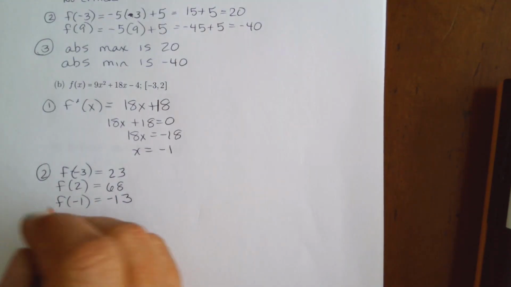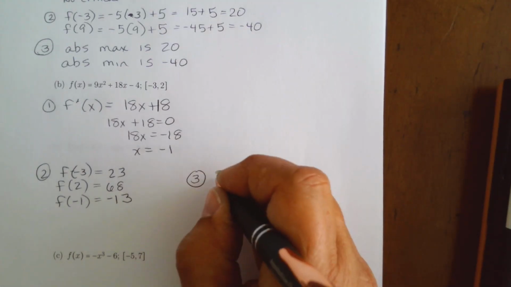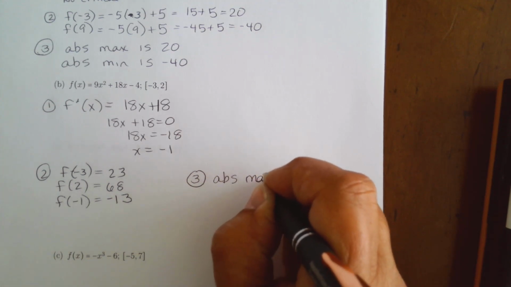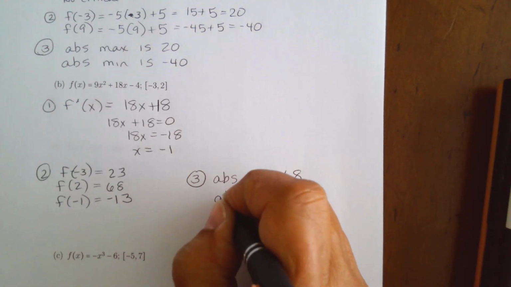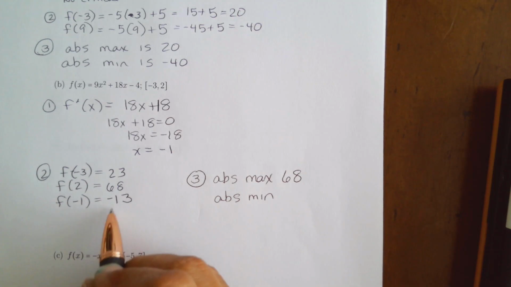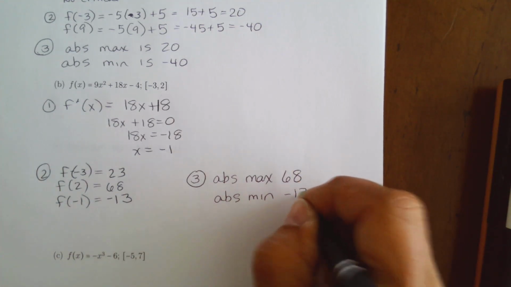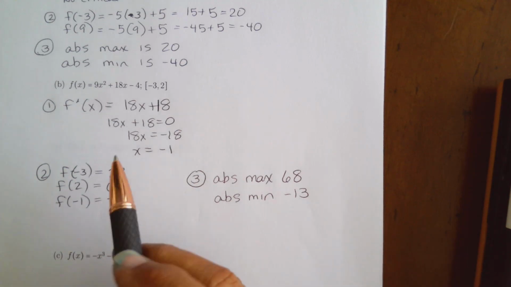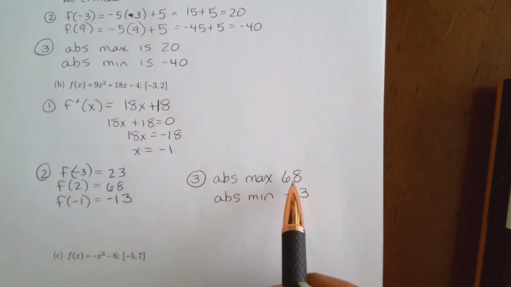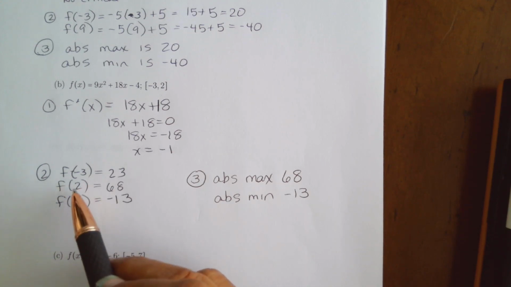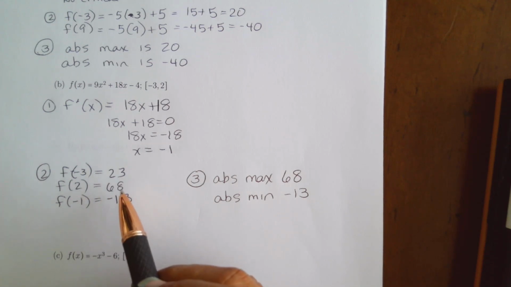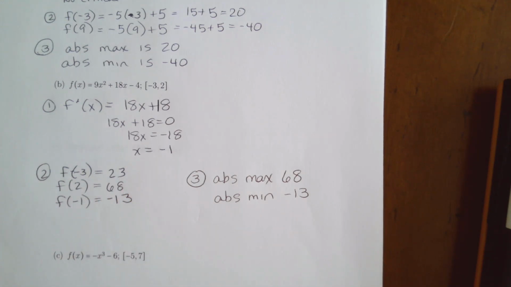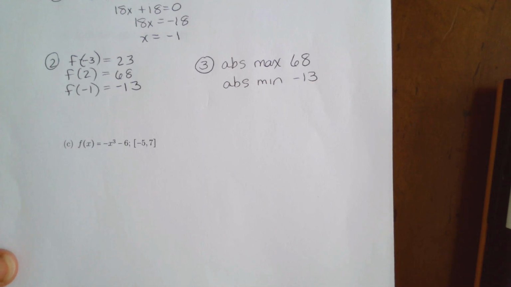All right, so step 3, put that over here. What is your absolute max? That's the largest of these, 68. And your absolute min, negative 13. Okay. Now remember, if I said at what value does the max occur, the max occurs when x is 2. But if I ask you what is the absolute max, then that's the y value. Okay, so be careful with how you're being asked or what you're being asked before you jump in on the answer.